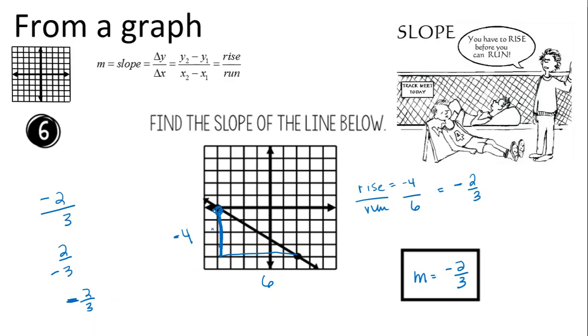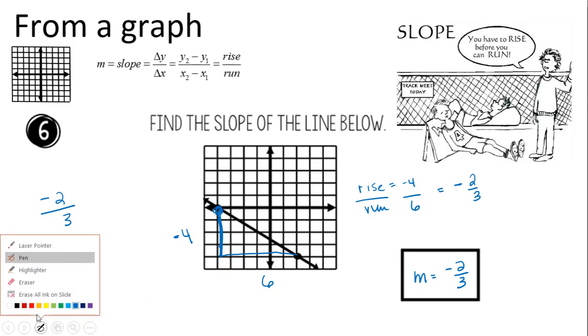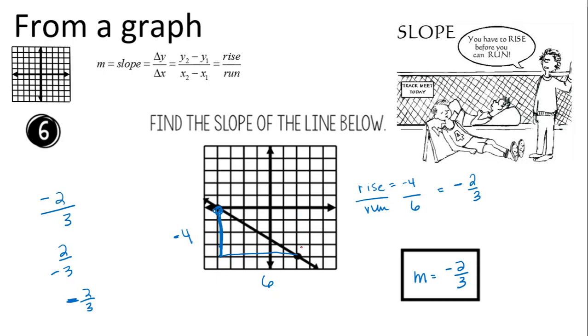Typically, since we went down 4, your negative is going to be there. But you can also, if I started with this point, go up 4. So that would be 4. And then I would go to the left 6. And instead, that would give me positive 4 over negative 6, which is still going to be negative 2/3. So whichever direction you go, your negative signs should still be consistent.